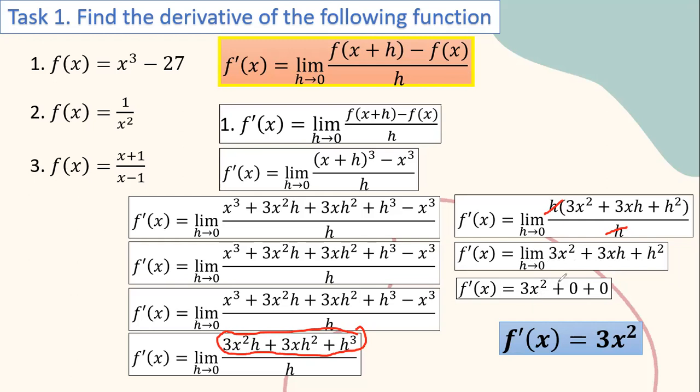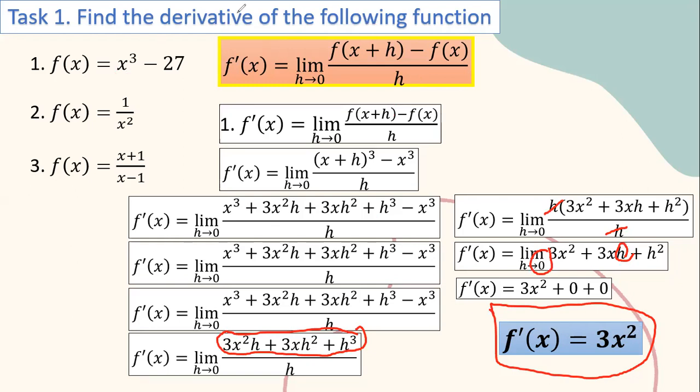So 0, h approaches 0. So we just have to substitute 0 sa ating h. So we get f prime of x is equal to 3x squared plus 0. Bakit naging 0? Dahil sinubstitute natin yung 0 sa h. Okay, and then another 0 because 0 squared is still 0. So further simplifying, we get the final derivative of the function which is equal to 3x squared.